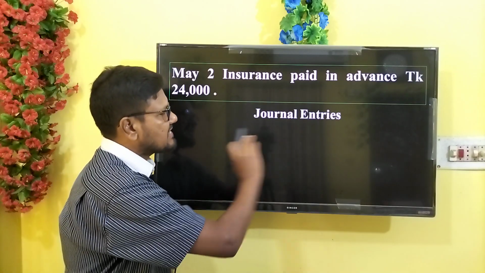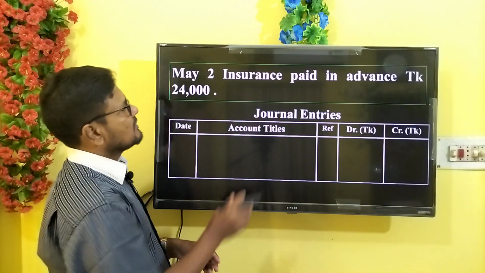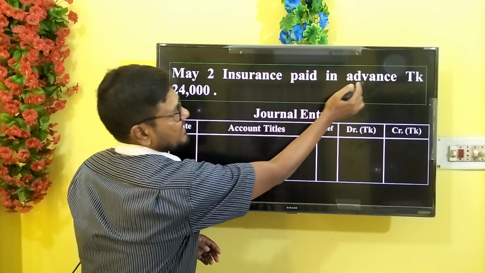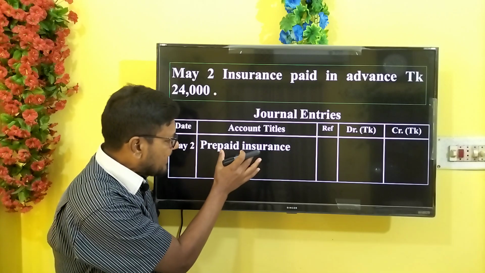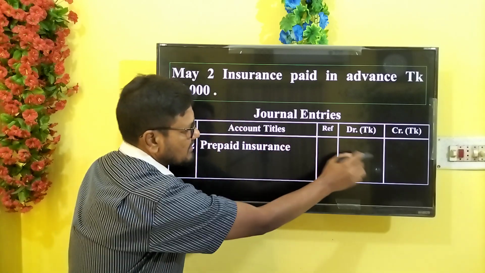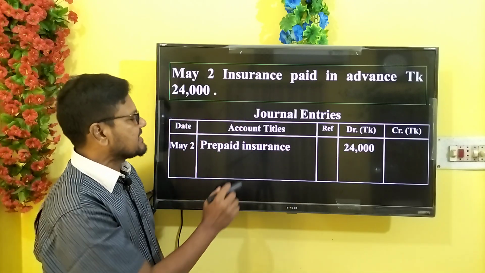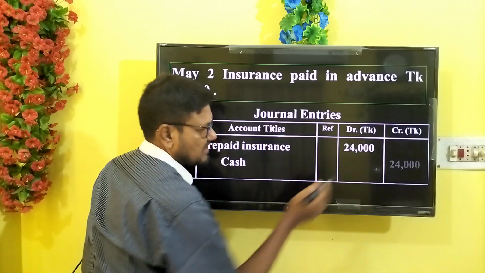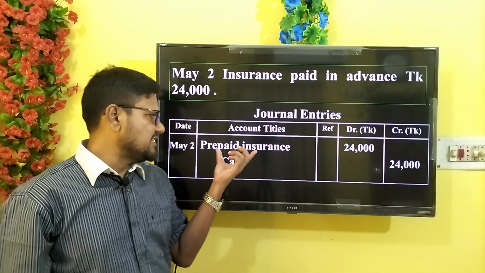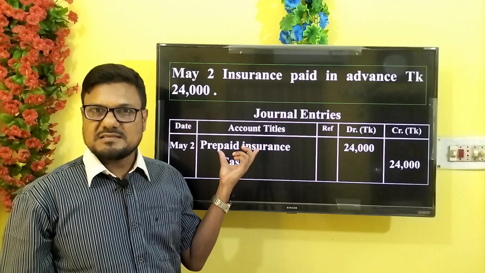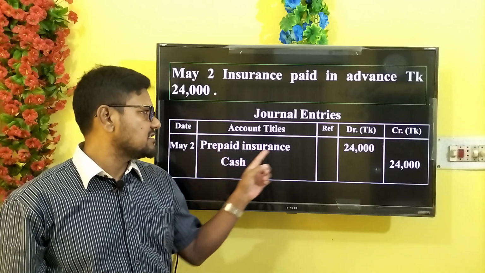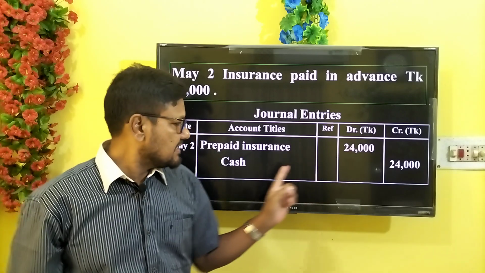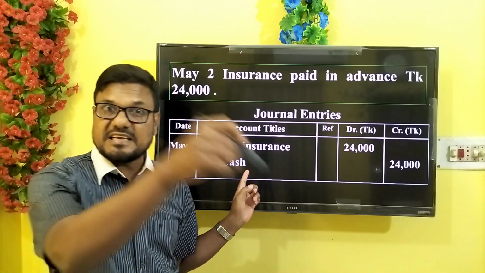What is the journal of this transaction? Paid in advance, that means prepaid insurance. Prepaid insurance debit taka 24,000 and cash credit taka 24,000. Prepaid insurance, that is an asset increase. So prepaid insurance is debit, and cash credit, an asset decrease. So cash is credit.